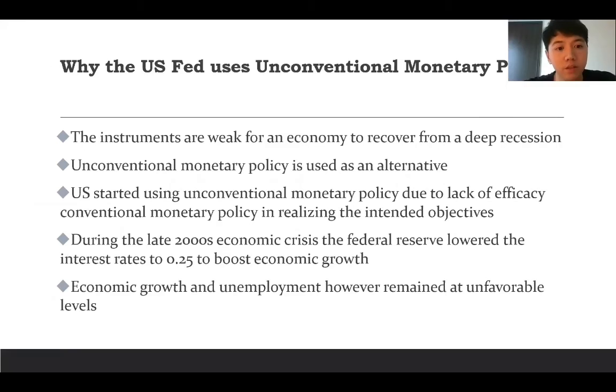I'm going to talk about the quantitative easing in QE1, QE2, QE3, and QE4. The traditional conventional monetary policy is weak for an economy to recover from a deep recession. So unconventional monetary policy is used as an alternative. The US Fed uses unconventional monetary policy, particularly quantitative easing, so it is important to look at the cause and effect of QE1, QE2, QE3, and QE4.